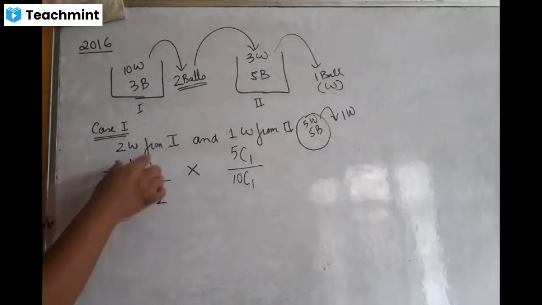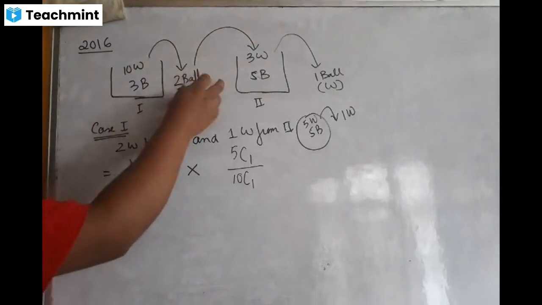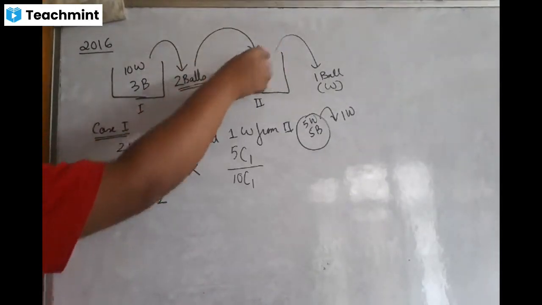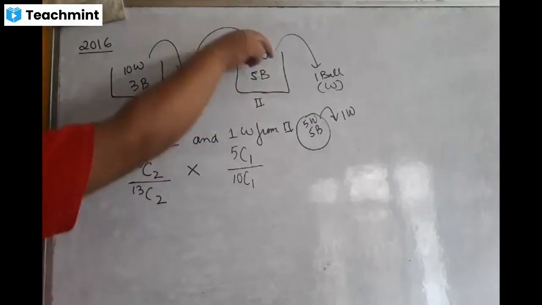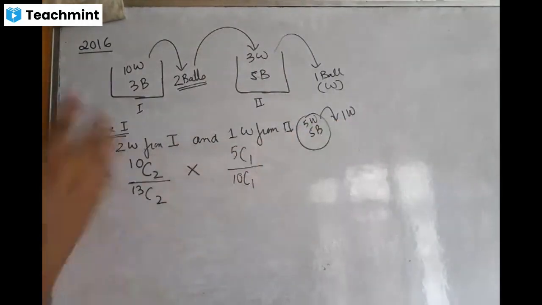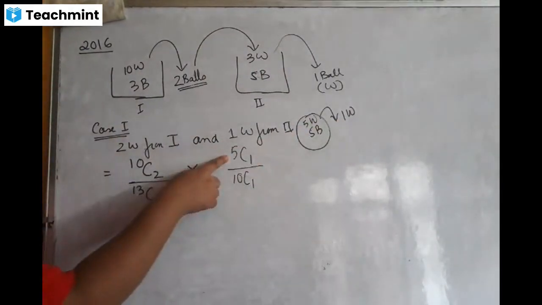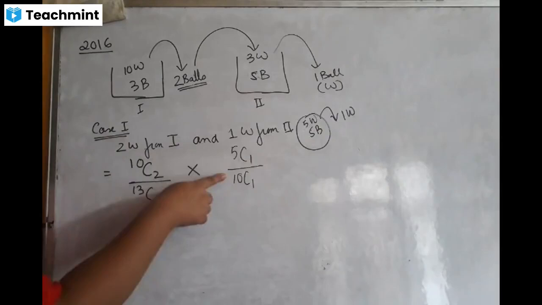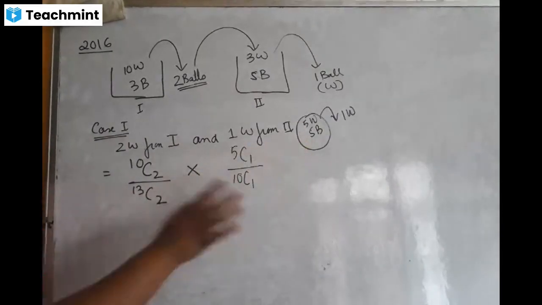So let us assume both white are taken out from here. So these two white balls you are going to put in the second bag. Already three white balls were there, so if you add two, there will be five white. So from here I have to take out one white. In how many ways can you do it? There are 5 white balls. I have to choose one. So 5C1 divided by total 5 plus 5 is 10, 10C1. This is how you do it.